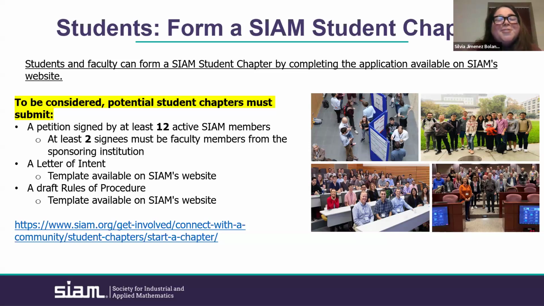Now, let's suppose you have gone through this process and now you have a shiny new chapter at your institution. The next question is, first, apply for the funding. Again, it happens at a certain time of the year. And then, more than applying for the funding, figure out what the goals are, what it is that you want to do with the chapter.